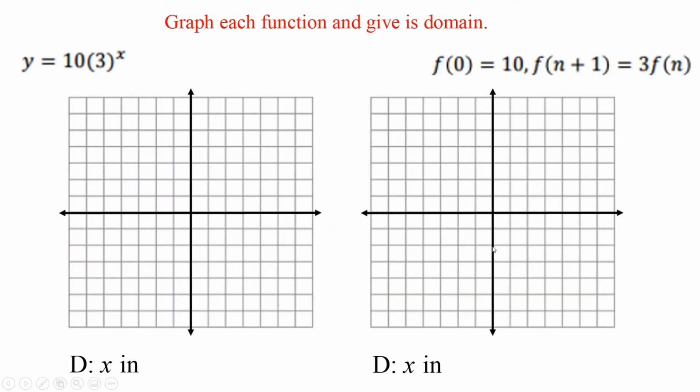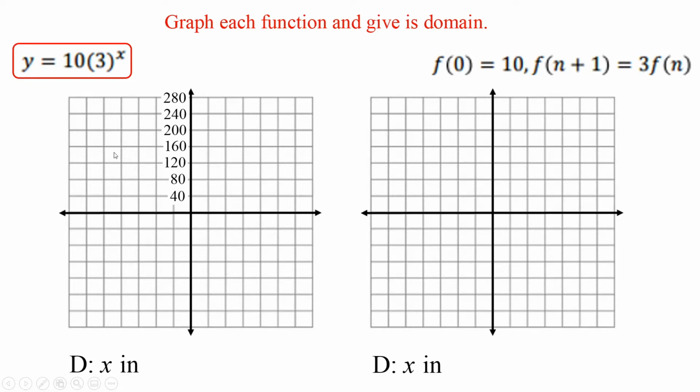Now let's graph. So y equals 10 times 3 to the x. Now remember, and watch this carefully, my first output is 10. F of 0 equals 10. So, well, that's 1, 2, 3, 4. I better rescale my y-axis. So, and I'm multiplying by 3, so these numbers are going to get big fast. So I went 40, 80, 120, 160, 200, 240, and 280.